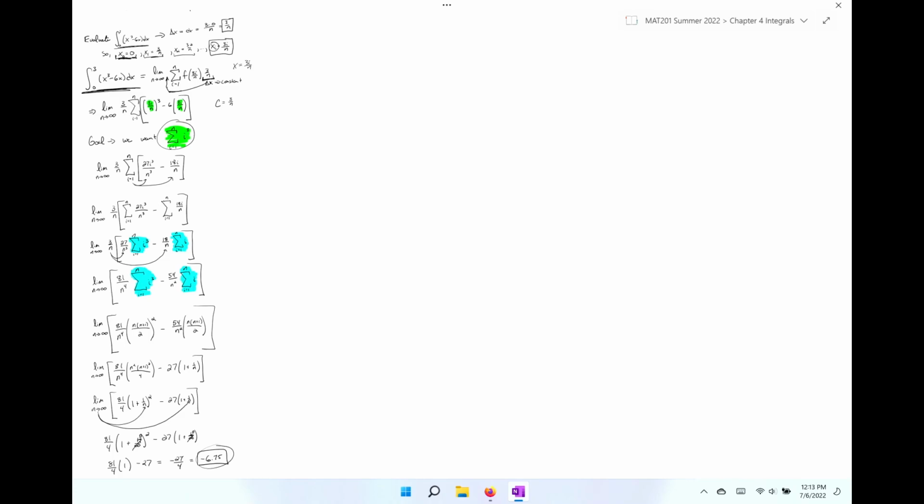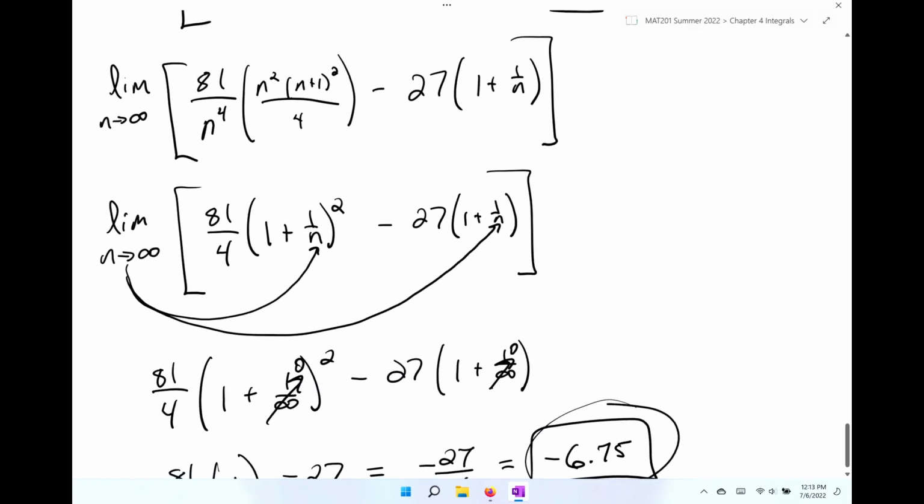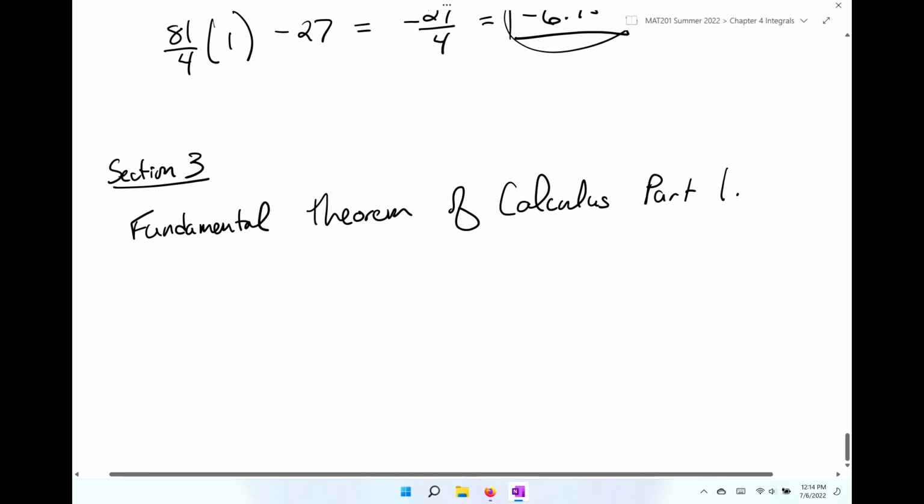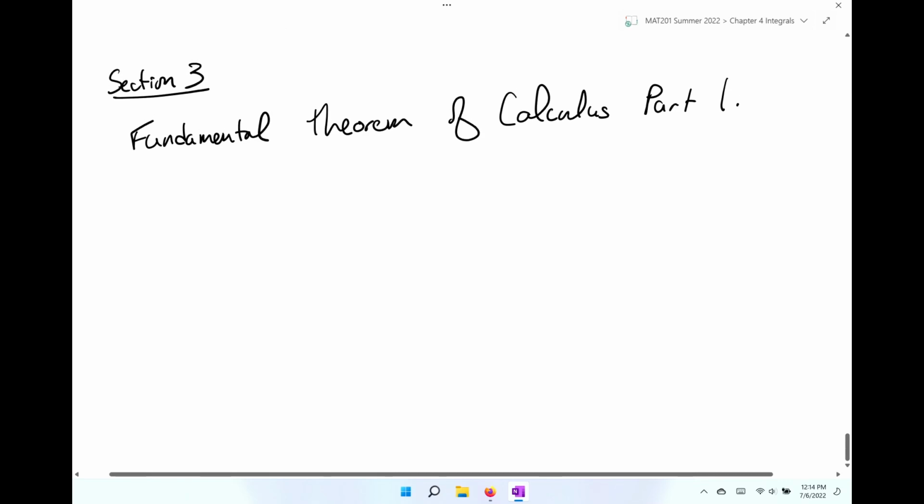All right? So what I want us to do real quick is just define the fundamental theorem of calculus part 1. I promise I'm going to make this nice, short, and sweet. This is section 3. And we're going to be talking about the fundamental theorem of calculus part 1. There is a part 2, but we're going to look at part 1 first.